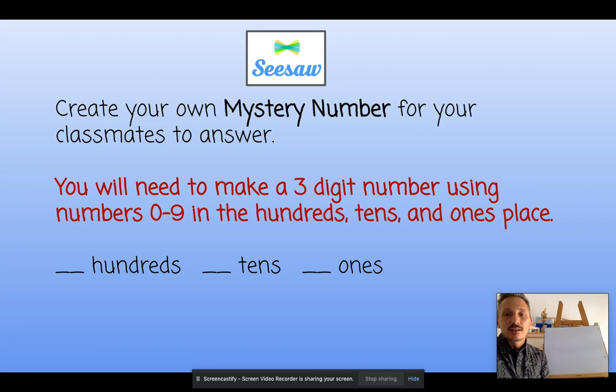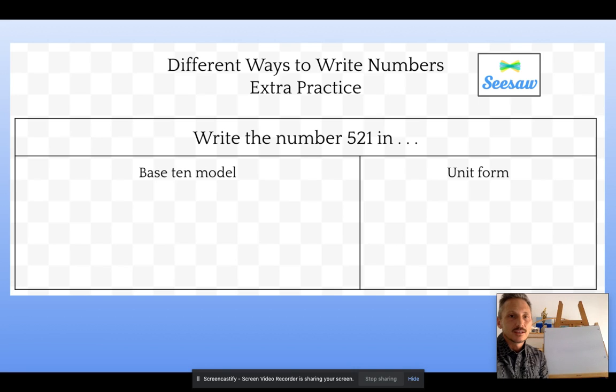All right? Then for your second activity, you're going to show the number 521 in different ways. You're going to draw your base 10 model, remember your hundreds, your tens, and your ones. And then you're going to use it in unit form, okay? So you'll write 5 hundreds, 2 tens, and 1 one.